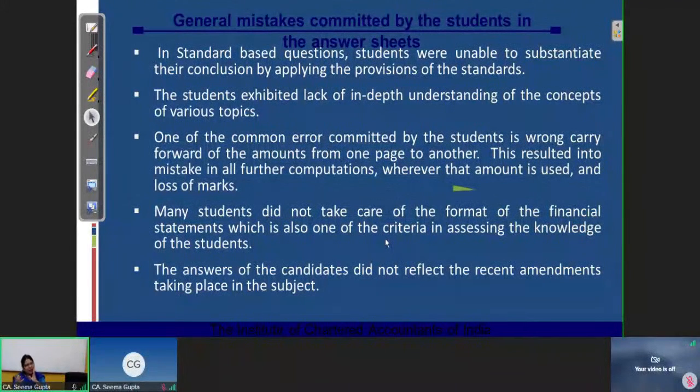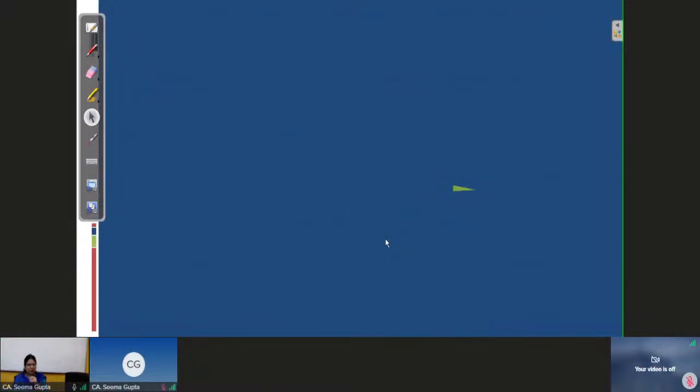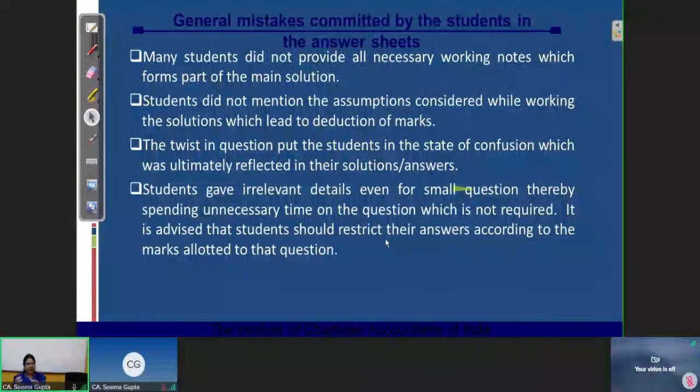The answers should reflect the current position of the particular amendment, if any has taken place. All the answers should reflect the latest position. Many students do not provide necessary working notes. This has also been there. So these are the general mistakes which have been observed by us. You have to mention the assumptions very clearly. We have told you. Sometimes a twist in the question may put you in a state of confusion, which may ultimately reflect in your answer.